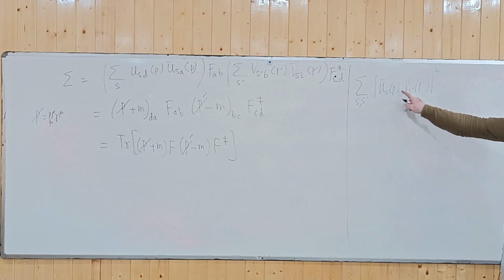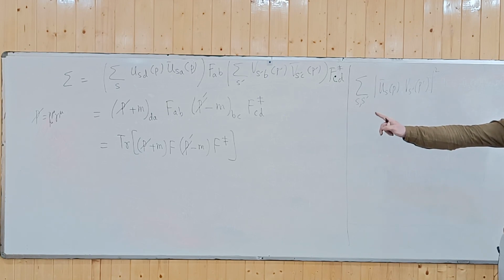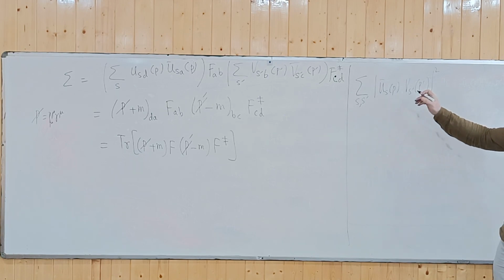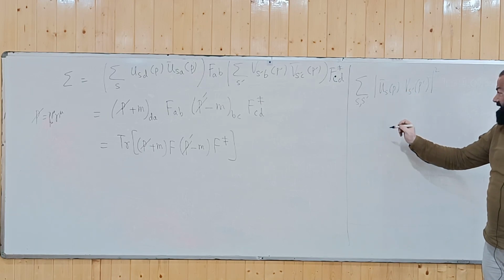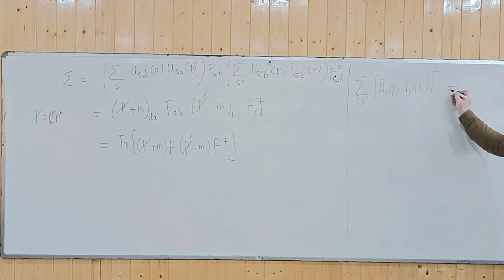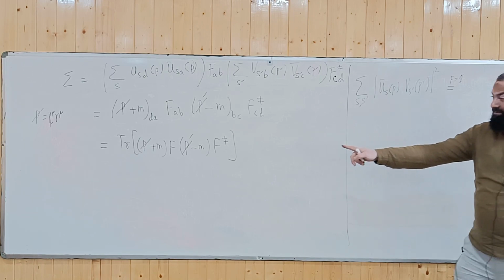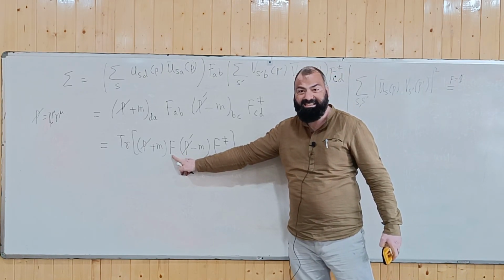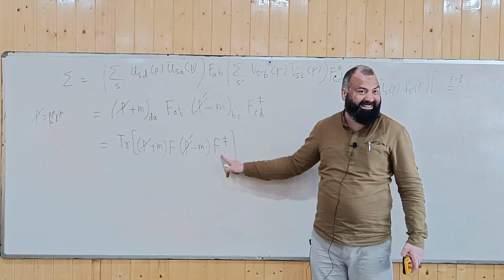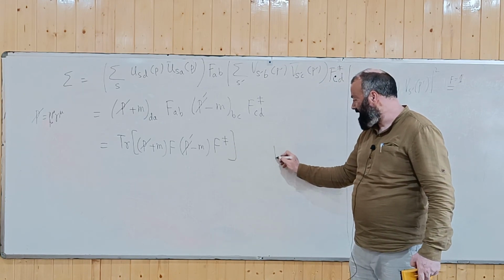Now tell me what is sitting here. There I had an F, is it? F is actually the identity matrix here. So when F is identity, F is 1. Now tell me what about this F double dagger? That's again identity. Now let me write.